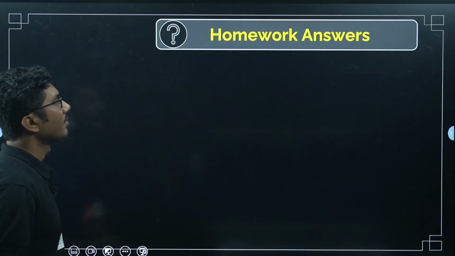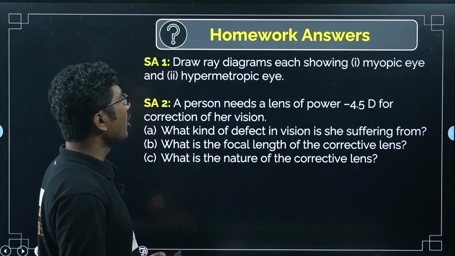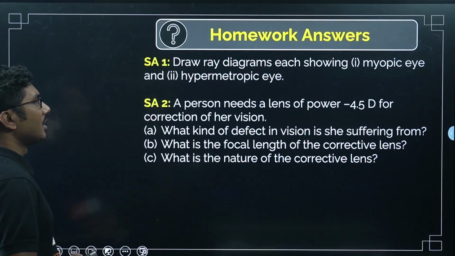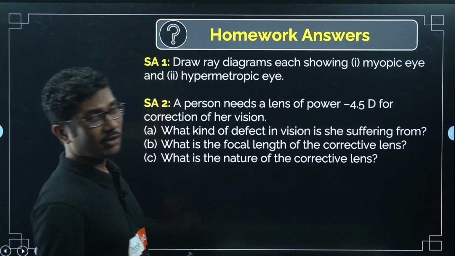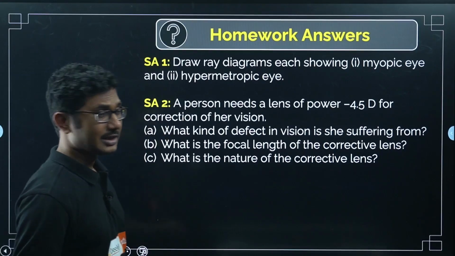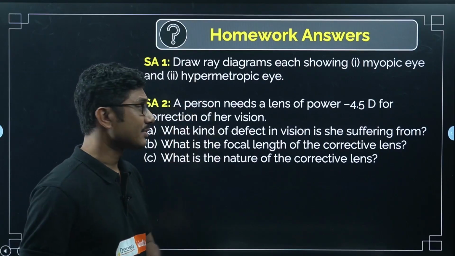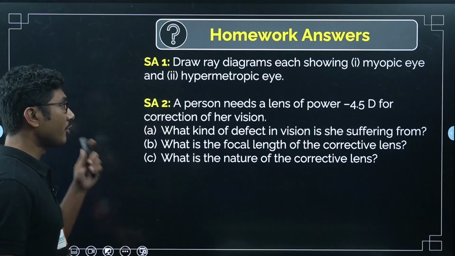Now next question. Draw ray diagrams showing myopic eye and hypermetropic eye. So I think I have drawn those diagrams in yesterday's class. Also these 2 diagrams are available in the book, so I am not drawing this.